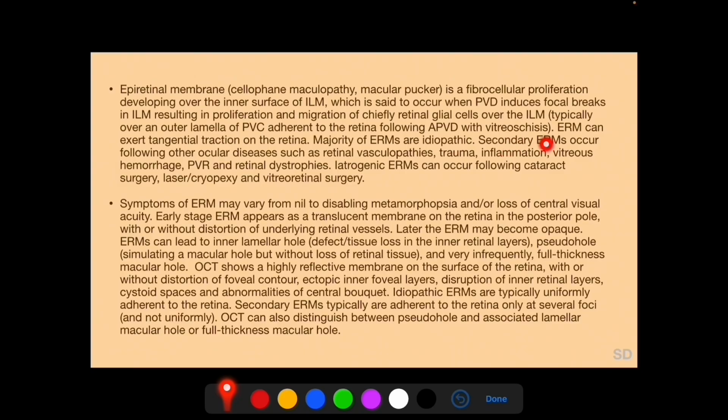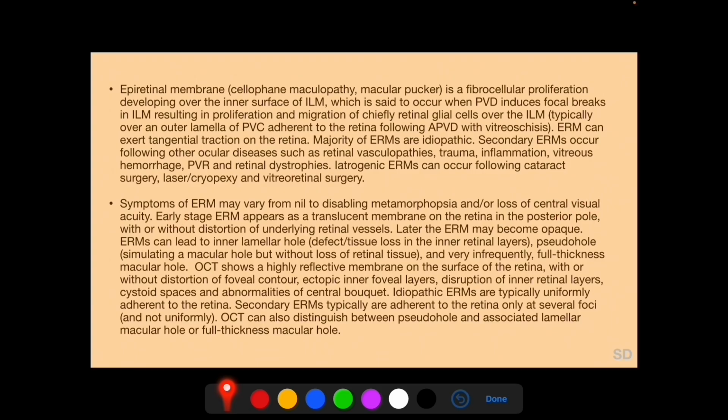Secondary epiretinal membranes occur following other ocular diseases such as retinal vasculopathies, trauma, inflammation, vitreous hemorrhage, proliferative vitreoretinopathy, and retinal dystrophies. Iatrogenic epiretinal membranes can occur following cataract surgery, laser photocoagulation, cryopexy, and vitreoretinal surgery. Symptoms of epiretinal membrane may vary from nil to disabling metamorphopsia and/or loss of central visual acuity.